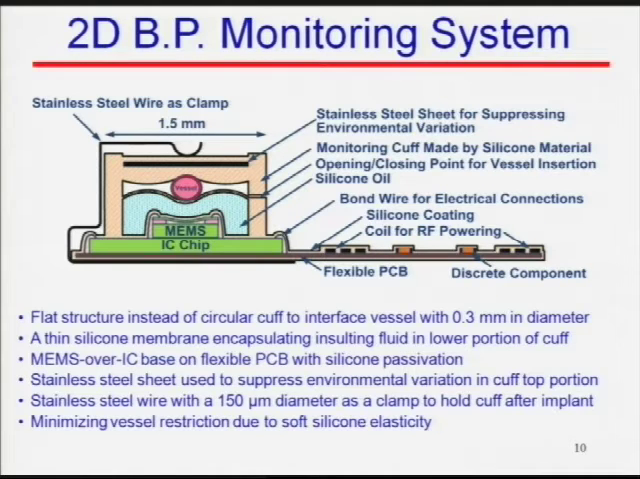So here I show a 2D blood pressure monitoring system. As you can see in this configuration, it is not a circular design. It is a flat design, a flat cuff design.